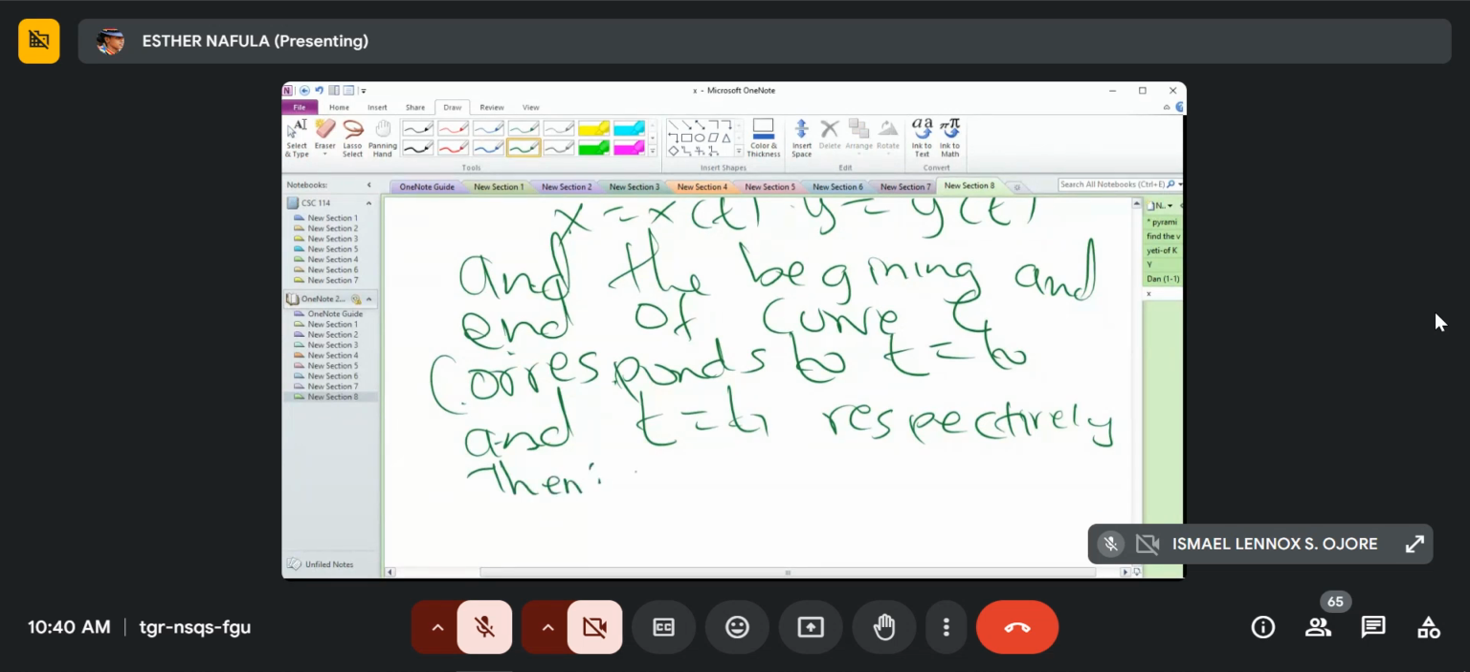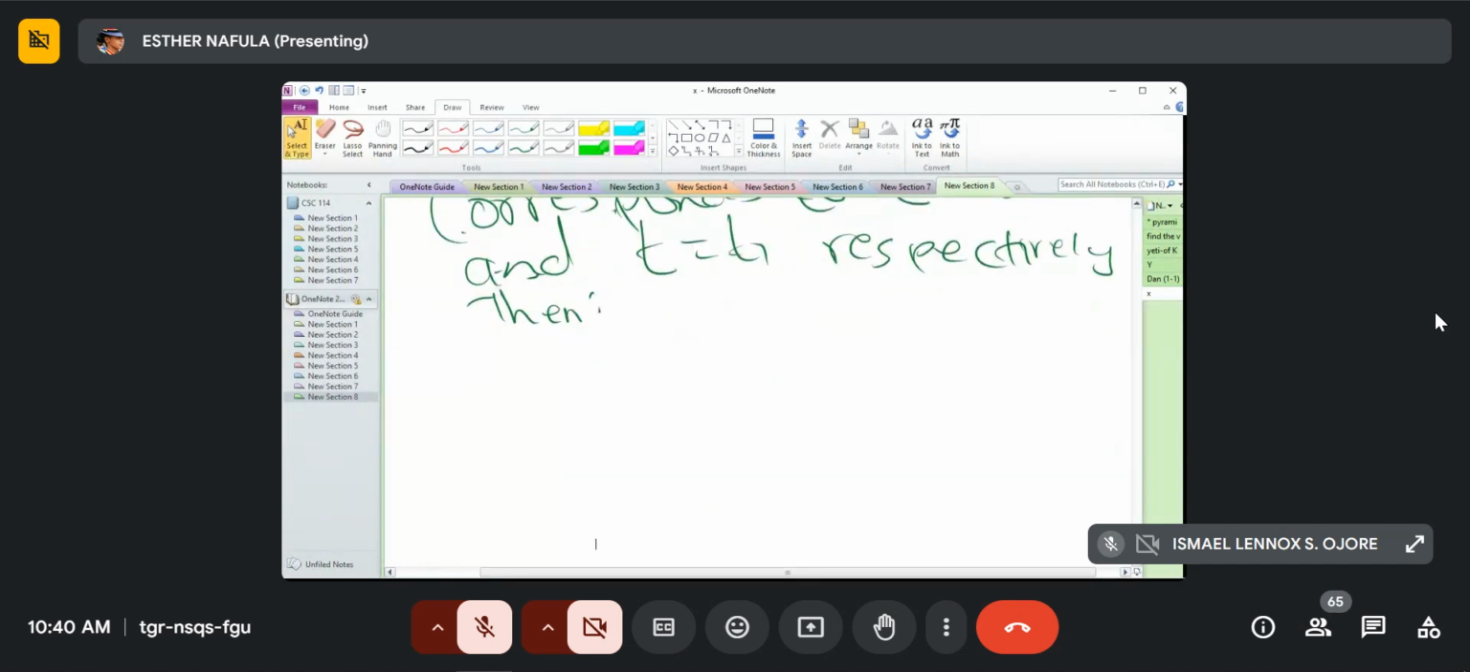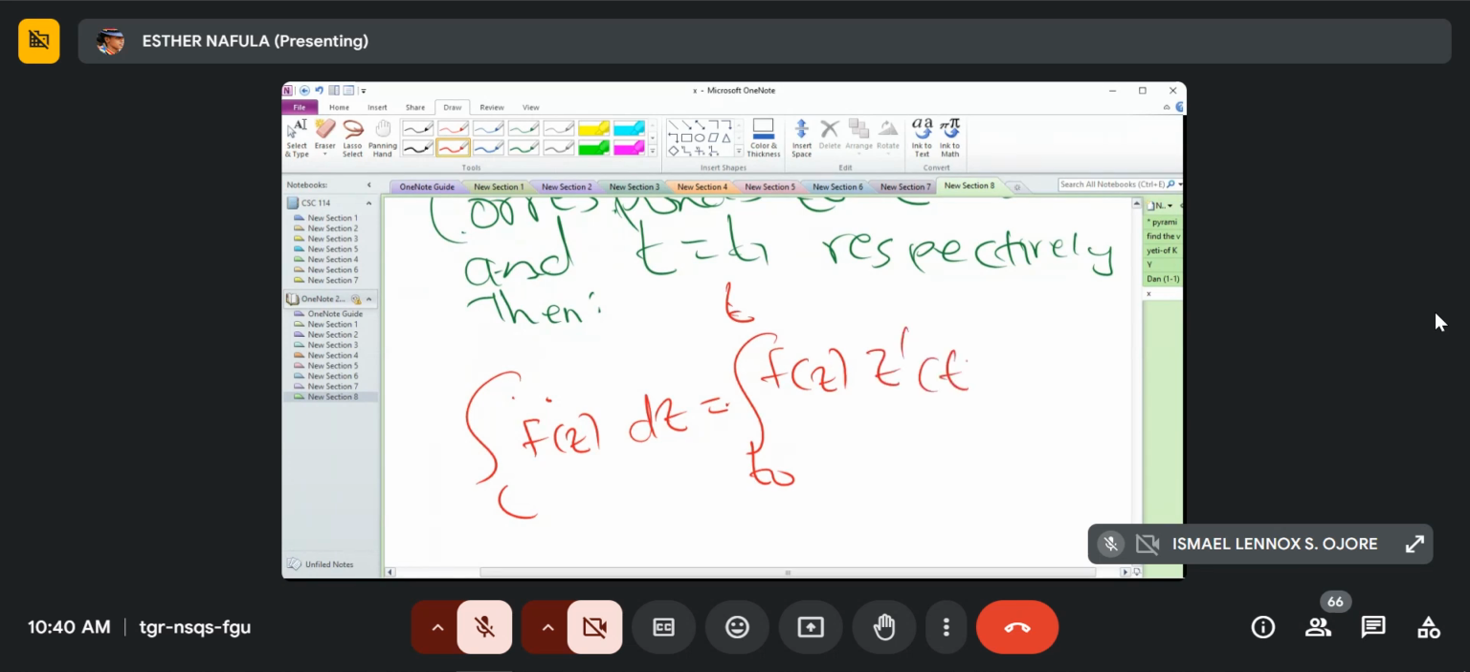Then if x and y are given parametrically, you'll have to convert everything to t. You'll have to convert your function f of z. So you'll evaluate from t naught to t1 of f of z times z prime of t dt.